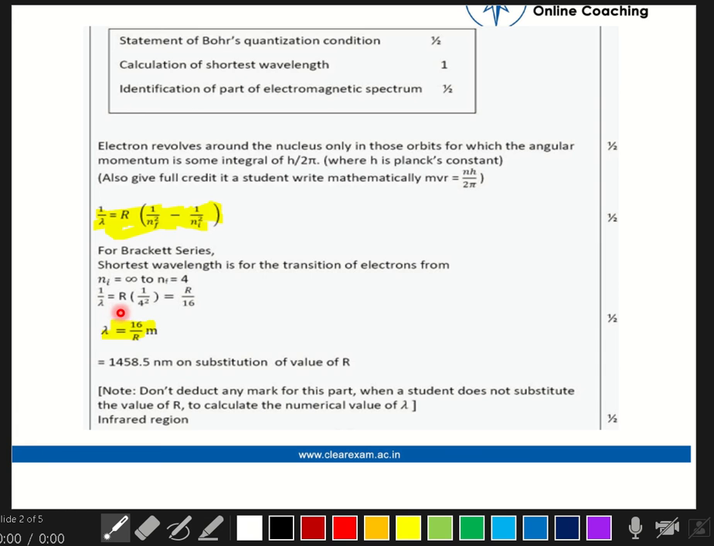By putting this value, we will get 1 by lambda equals R by 16. So lambda equals 16 by R. And by putting the value of R, we will get 1458.5. R is a constant, and we have its value.